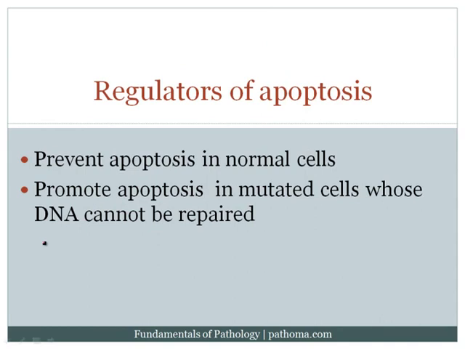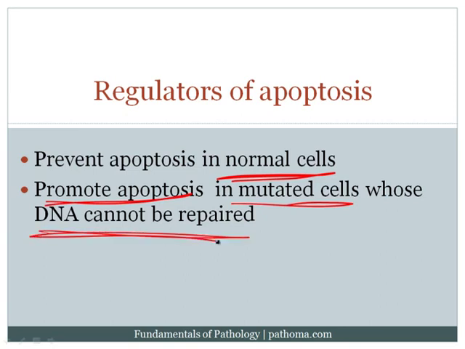Okay, and the third regulatory system is regulators of apoptosis. Now, remember that apoptosis needs to be regulated. And why does it need to be regulated? Because you want apoptosis to not occur in a normal cell. You don't want a normal cell to die, so you want to prevent apoptosis in a normal cell, but you want to promote apoptosis in mutated cells because you don't want cells whose DNA cannot be repaired. If there's DNA that cannot be repaired, you want apoptosis to occur in that mutated cell. And so apoptosis is highly regulated.